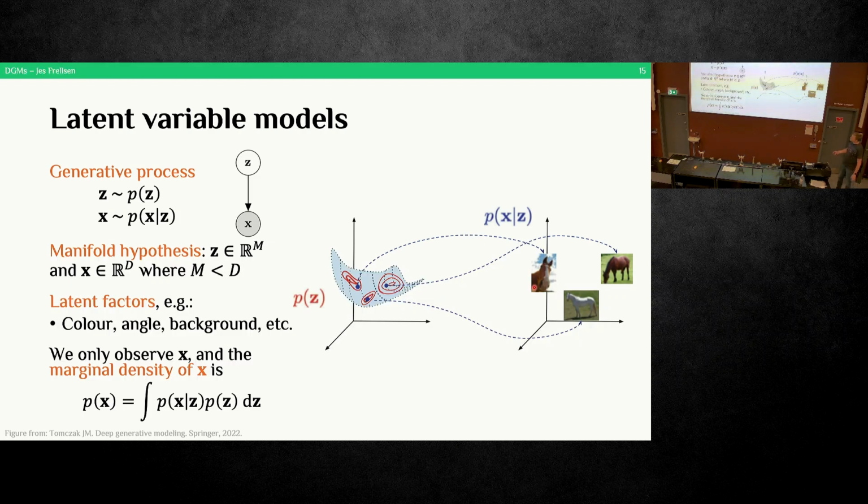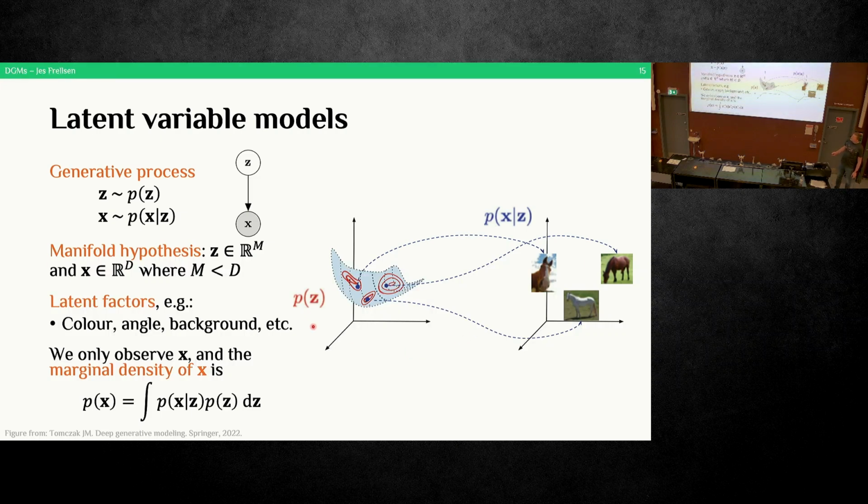And the assumption is typically also that we have some latent factors that we can describe on this manifold. So hopefully there'll be some direction in there that corresponds to, in this case, the color of the horse. There could be some factor in this latent space that describes the angle that the picture was taken from. There could also be some factor that describes what the background looks like. Do we have sky in the background? Do we have a green background?